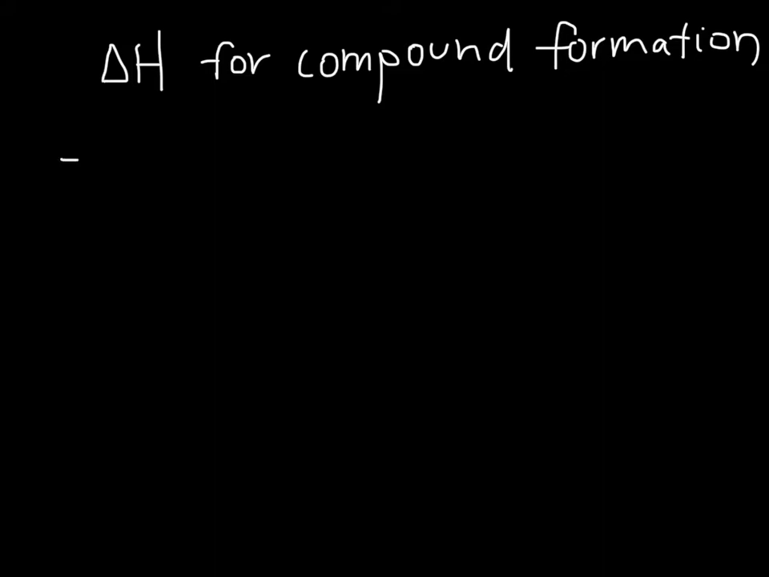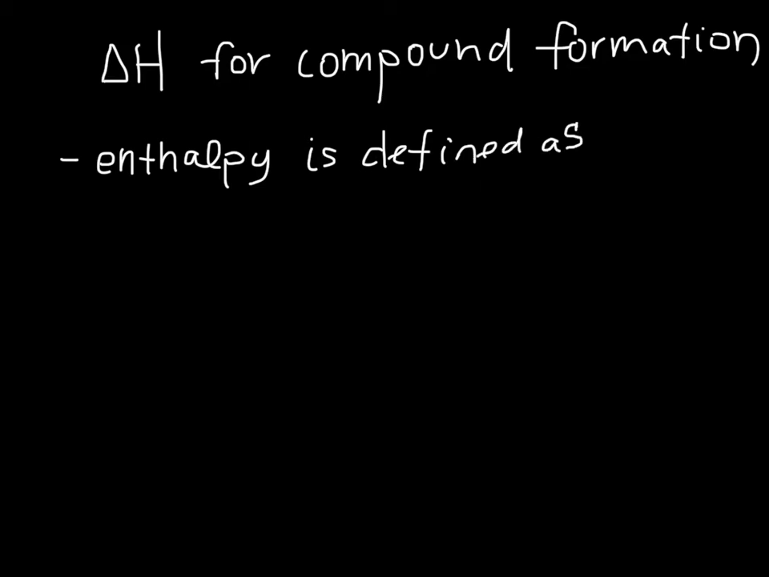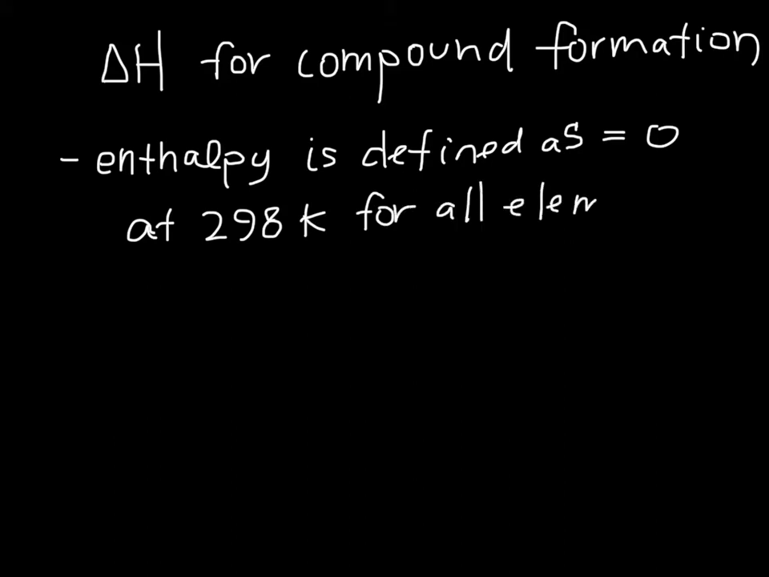And we saw before that enthalpy has no fixed 0 point, and that enthalpy is defined as equal to 0 at 298 K for all elements. Not for all compounds, but for all elements. So if we want to find the enthalpy of compound formation, we can first think about this at 298 because that's a little bit easier.